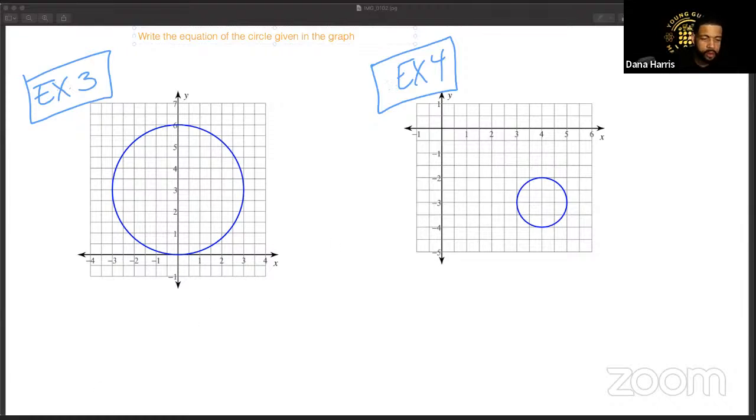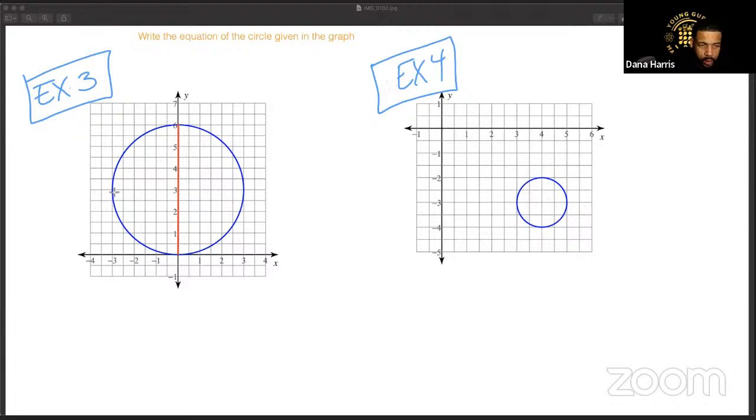But anyway, let's get focused. Let's see. So here, notice I need to find the center of this circle, right? So let's go. The center is going to be probably halfway between, let's see. So this one looks like, boom, let's see.